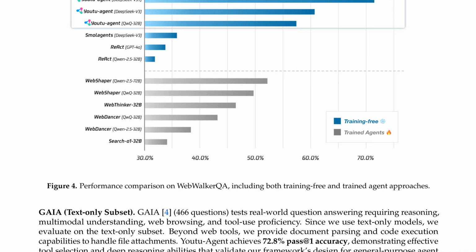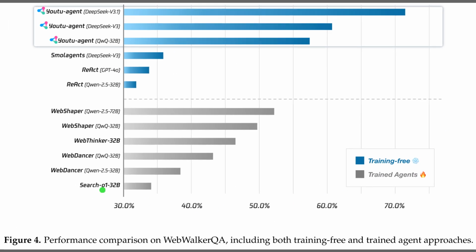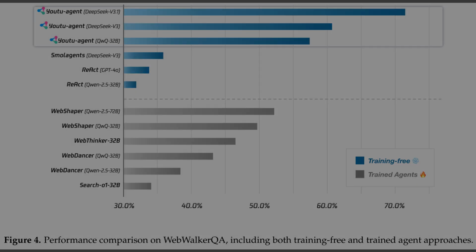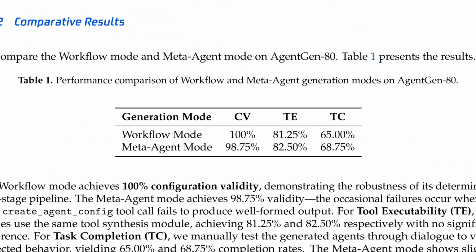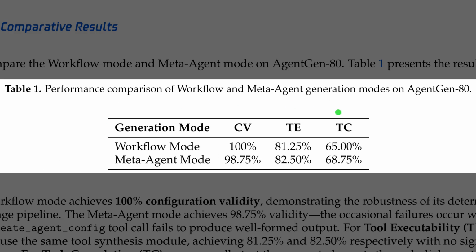Putting those architectures to the test, Figure 4 presents the performance comparison on WebWalker QA. The chart is divided into two groups. The blue bars at the top represent training-free methods, while the gray bars at the bottom show agents specifically trained for the task. The top three bars highlight Youtu-Agent's dominance. Notably, the version powered by DeepSeek v3.1 achieves the highest score, exceeding 70%. This is particularly impressive because it outperforms not only standard baselines like React, but also the specialized, fine-tuned models shown in the lower section.